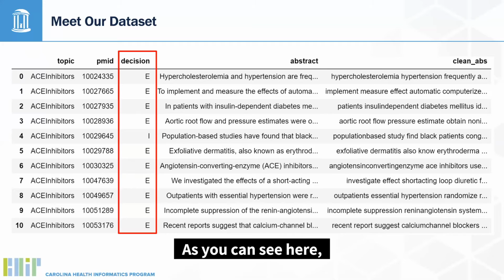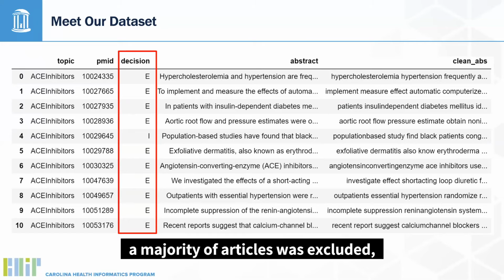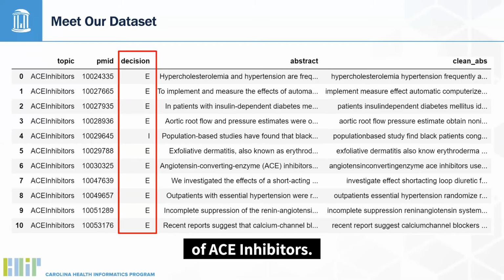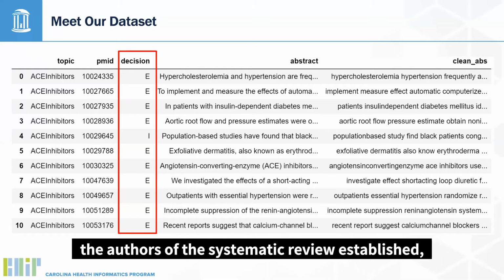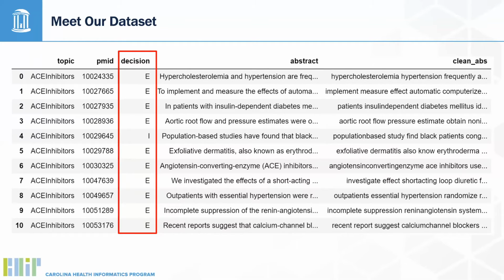As you can see here, a majority of articles were excluded or irrelevant for the systematic review of AC inhibitors. Well, we don't have any idea about the inclusion criteria the authors of the systematic review established, but this is the decision the researchers have made.